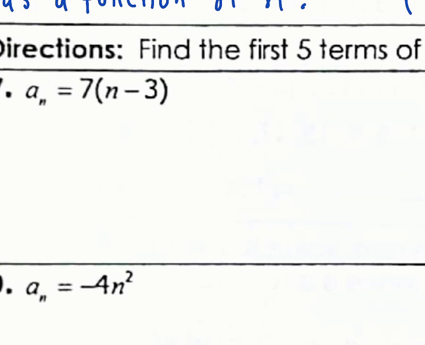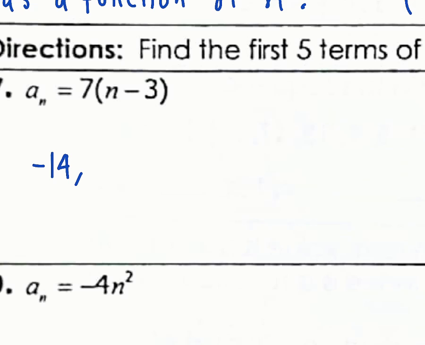The instructions are the same. It wants me to find the first 5 values. Do they tell me my first value? No, it's not recursion. In recursion, they have to tell you your first term. But here they don't. If I want to find my first term, what do I do? I plug in 1. What is 1 minus 3? What's negative 2 times 7? So my first term's value is negative 14.